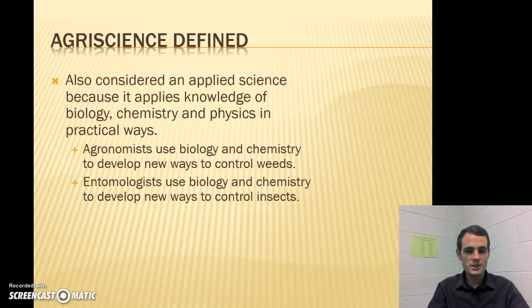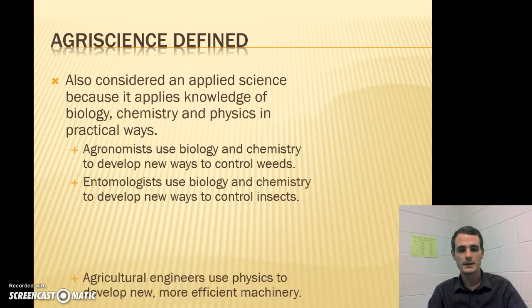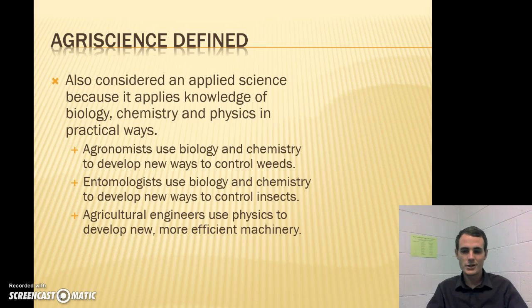An entomologist, someone that studies insects, they're going to take their knowledge of biology, how an insect lives and works, and their chemistry knowledge to develop new ways to kill those insects, to control them. By developing chemicals, they're going to target specifically that insect. Agriculture engineers, they're going to use physics in order to develop more efficient machinery. The tractors of today are a lot more efficient as far as the fuel they use compared to the tractors of 100 years ago.